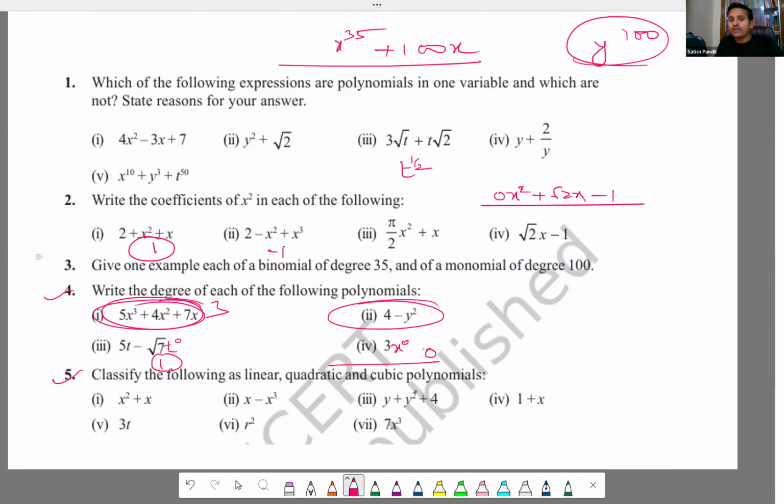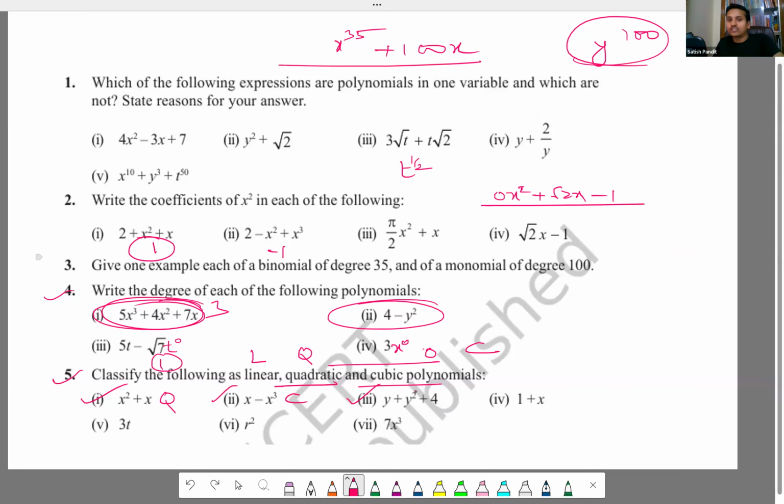Next, classify each of the following as linear, quadratic, and cubic. See, for linear you put capital L, for quadratic you put capital Q, and for cubic you put capital C while giving the answer. So first one is what? Very good. Capital Q. It's a quadratic. Degree is 2, right? So quadratic. Second one, it's cubic. Third one, it's quadratic.